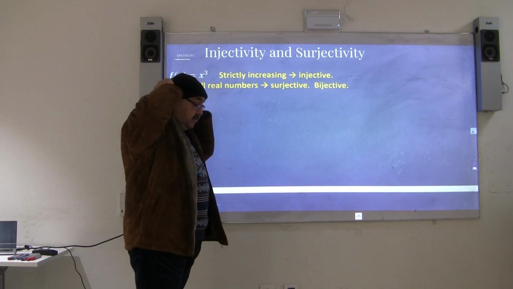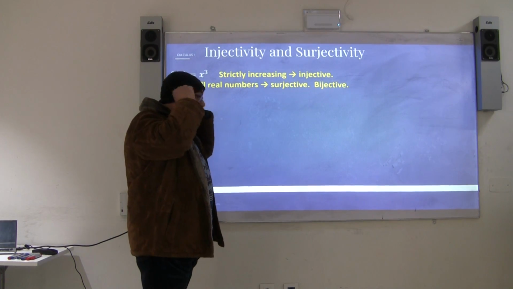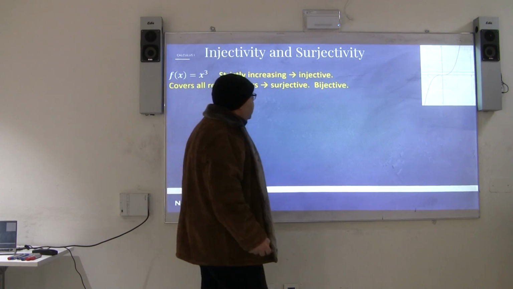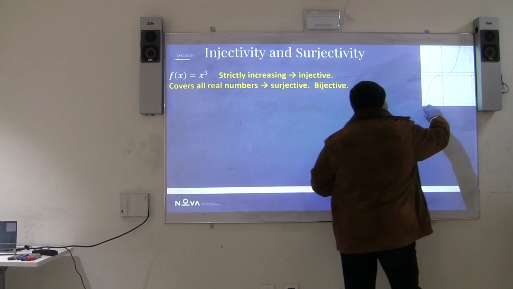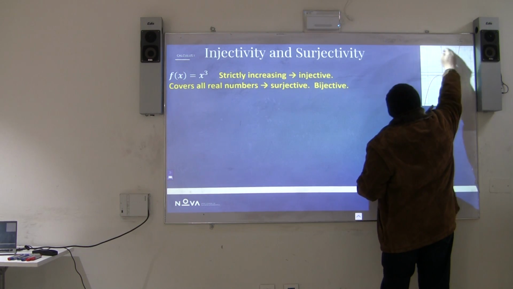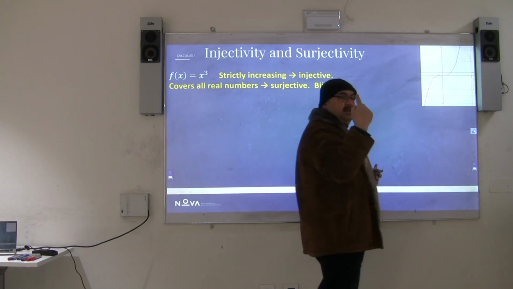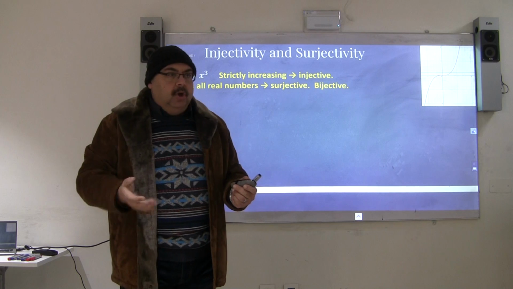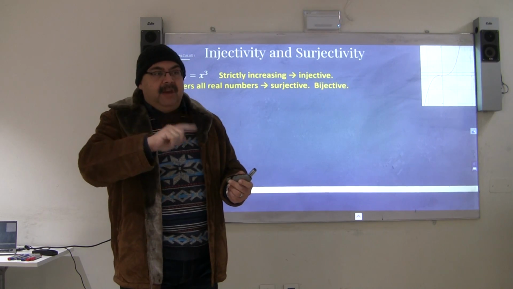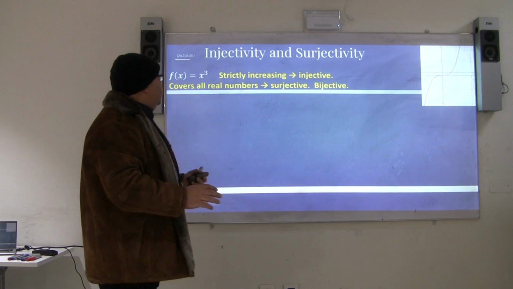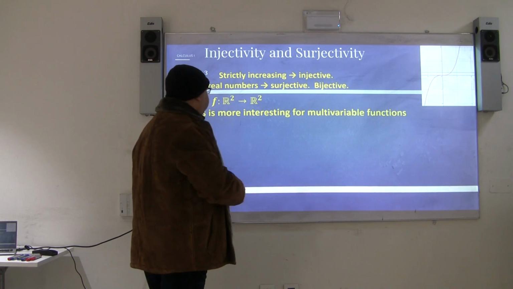Is it surjective? If I look at y equal to x cubed, I will discover that's the shape of y equal to x cubed. And if you draw a horizontal line at any point, it will cut the graph in only one point, which means it's an injective function. Also, the codomain is covered by the range. They are equal to each other. So in this case, it is injective and surjective.